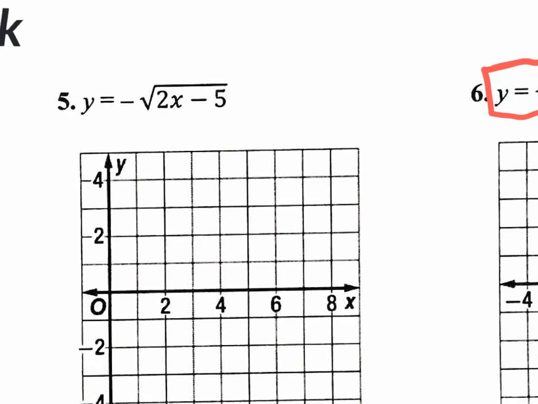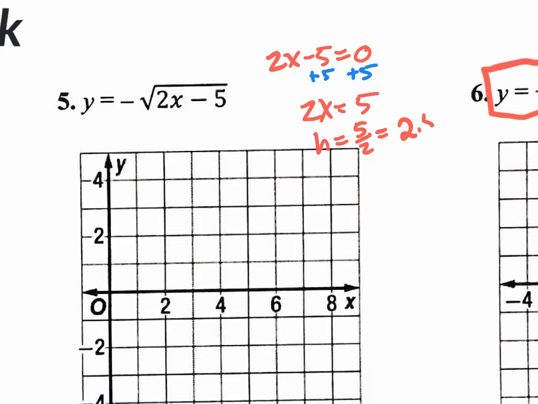But over here, if you wanted to find out what your H value really is, you're going to have to do 2x minus 5 equal to 0 and find out what that H value really is. You would add 5 to both sides. You'd end up with 2x equals 5, which means that your H value is really 5 over 2, which is really 2.5. And it's positive 2.5, which means you're going to be shifting 2.5 units to the right. Does that make sense?